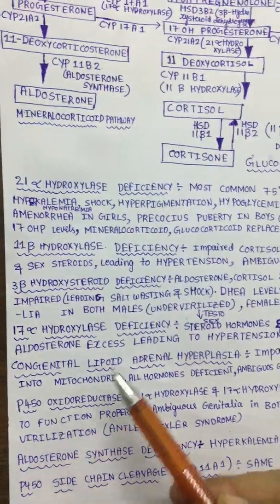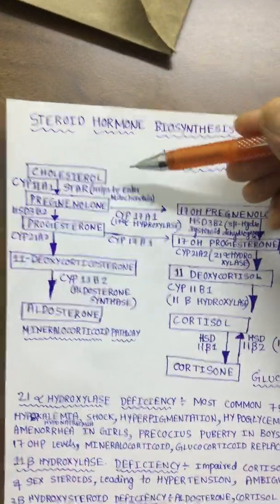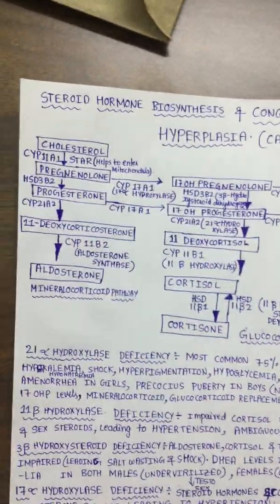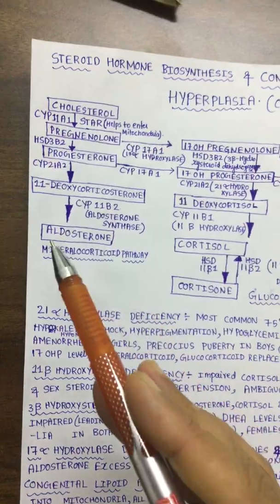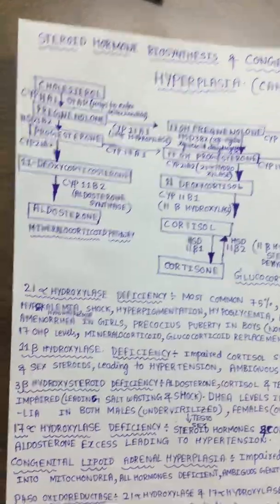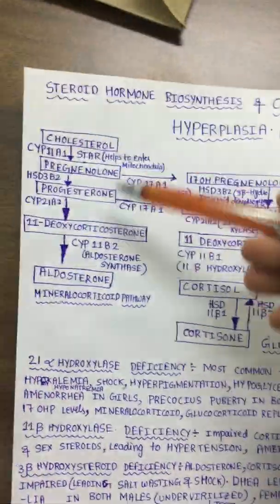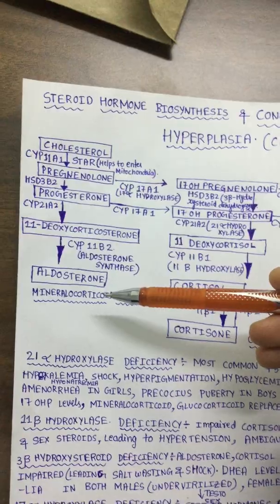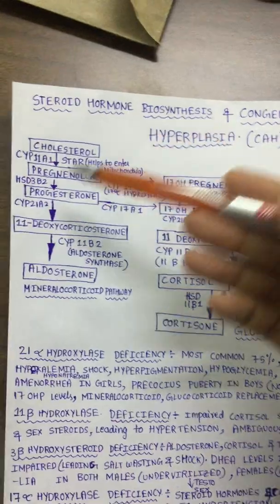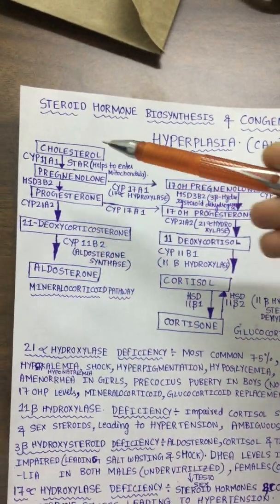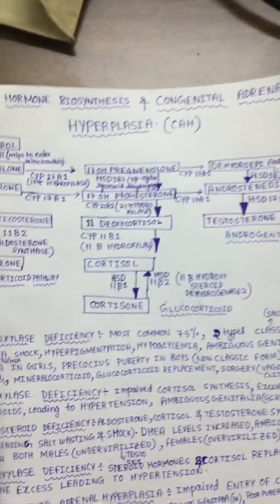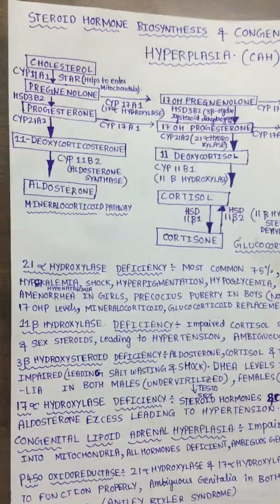That's why it is called congenital lipoid adrenal hyperplasia. If cholesterol does not enter into the mitochondria, all this process will be impaired. So complete deficiency of aldosterone, cortisol and also testosterone will be seen. So they will be having salt wasting, congenital adrenal hyperplasia with shock, same like 21 alpha hydroxylase deficiency. Along with that, in 21 alpha hydroxylase only two pathways are deranged, but in this androgens are also deranged.